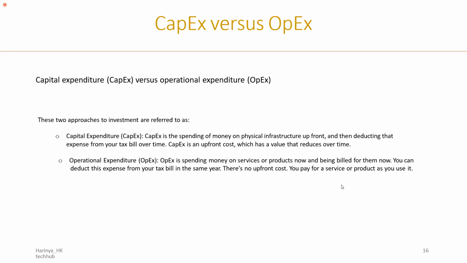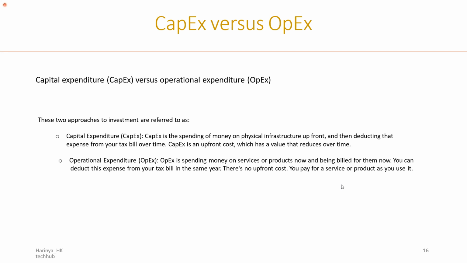Operational expenditure is once you get the product, you spend money on that particular product. That comes under operational expenditure. Whenever we come to a cloud platform, it is operational expenditure, not capital expenditure. We are not paying any amount upfront to the cloud provider like Azure.